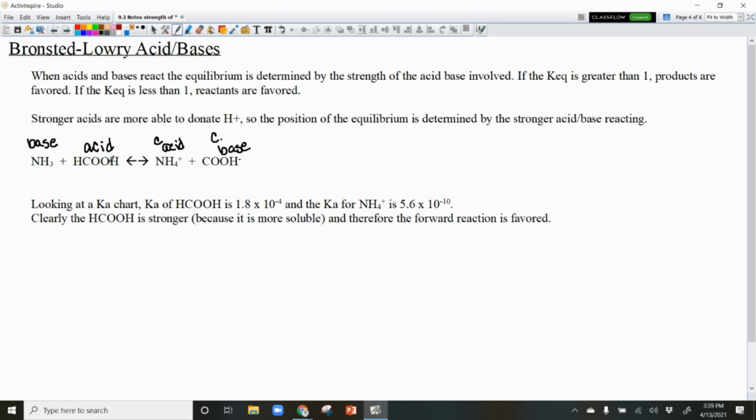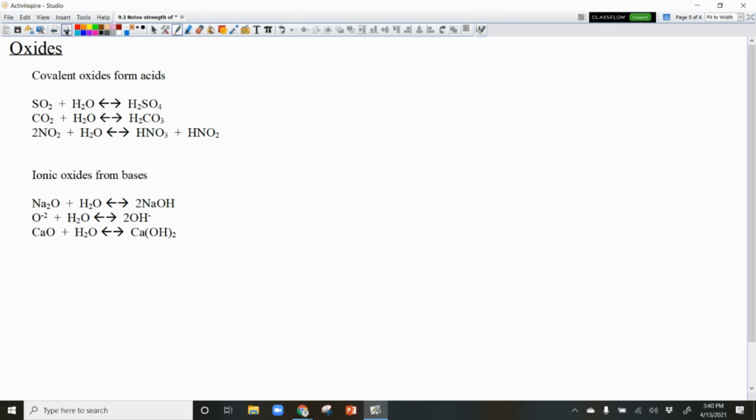So since this is stronger, it's going to favor whatever side this is on. So this is on the reactant side, so it's going to favor going this way, the dissociation of it. Now, if this was the stronger acid, then it would favor the other direction. Okay? So those are just some important facts that you need to know about Bronsted-Lowry acids.